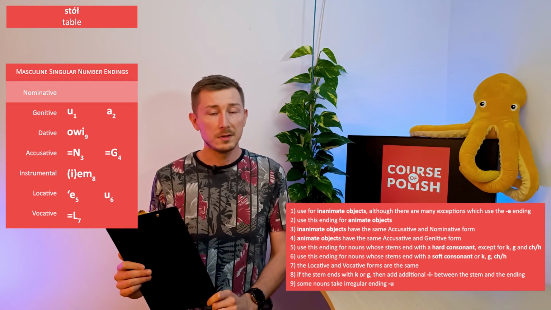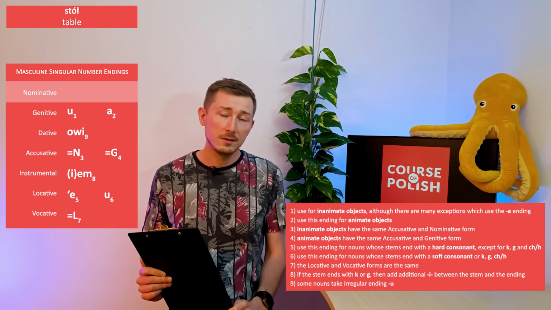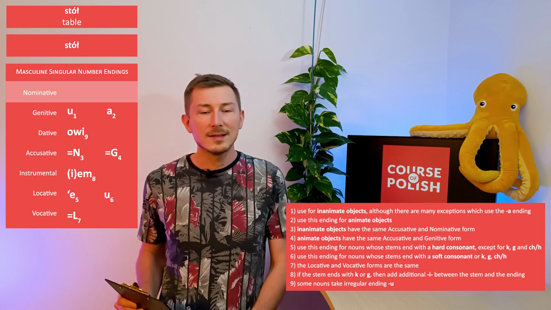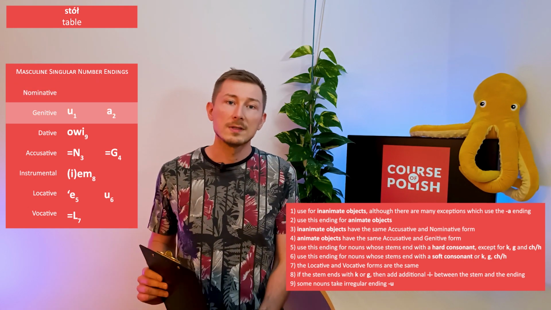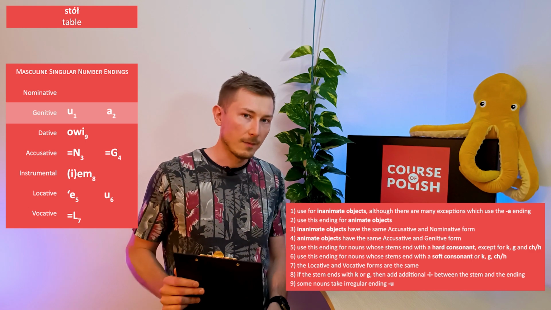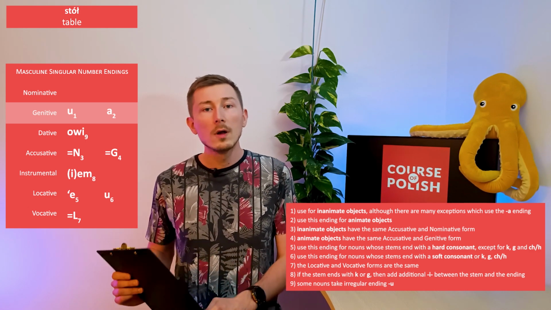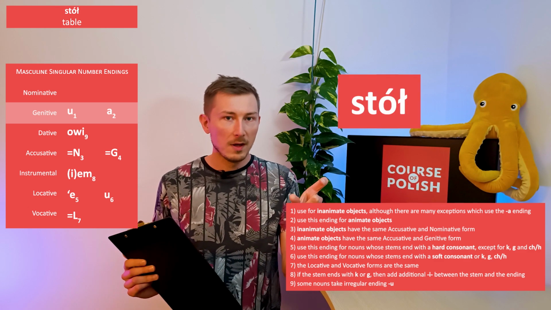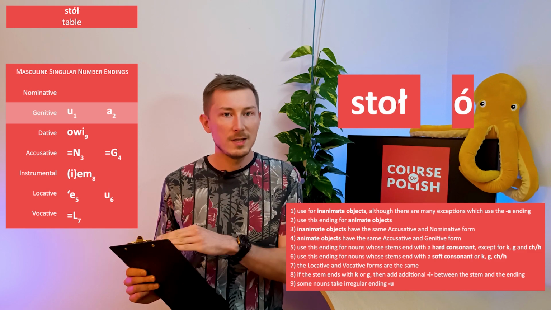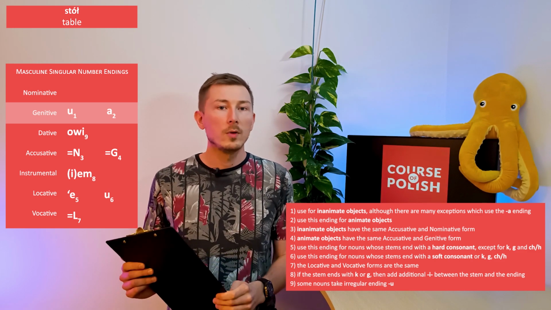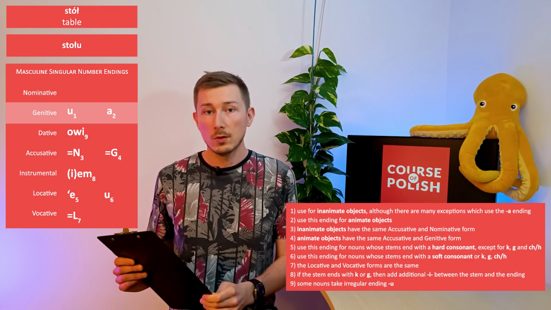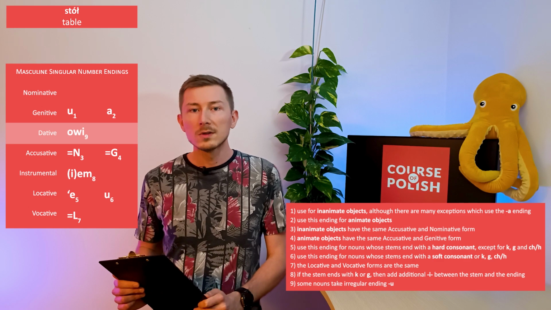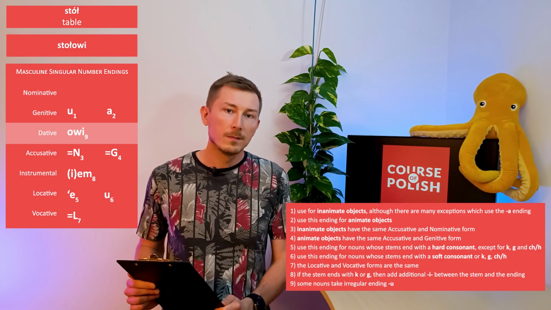The first case, nominative, is the basic form that you can find in dictionaries, so it's just stół. The second case, genitive, here we have 2 options, ending U or ending A. We have to use the first ending U because stół is inanimate. So now remember, we have to take the stem, exchange U to O and attach the ending. So the final form will be stołu. Next case, dative, here we have 1 option, ending owi, so it will be stołowi.